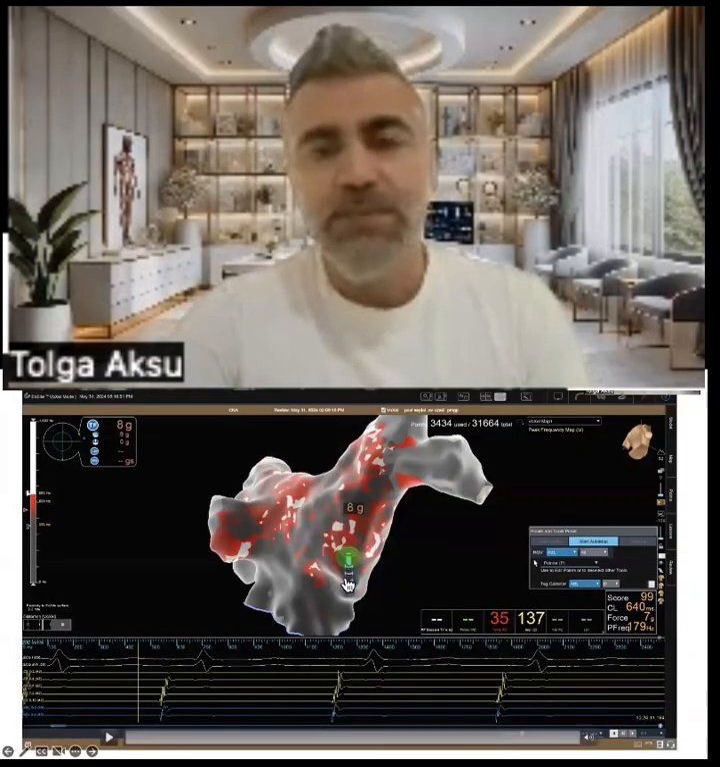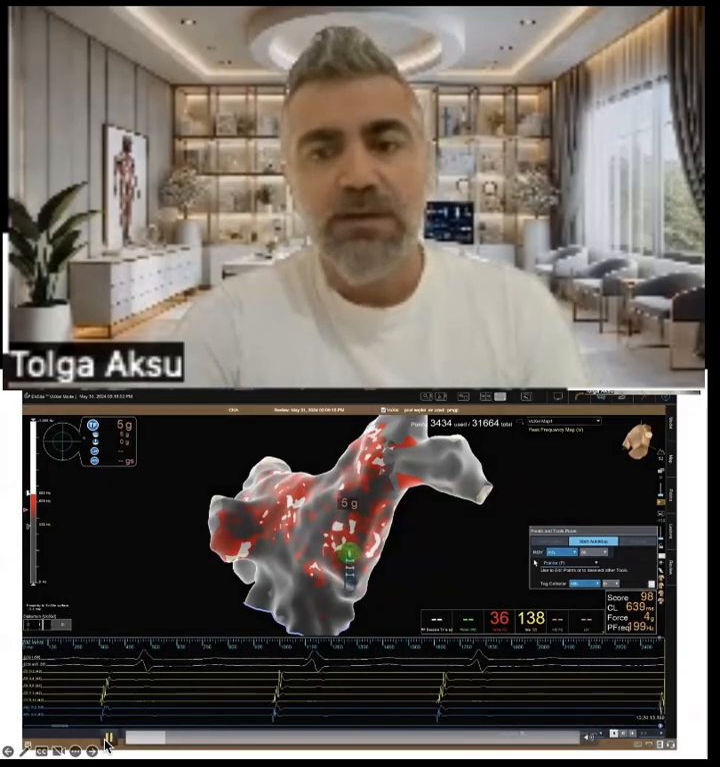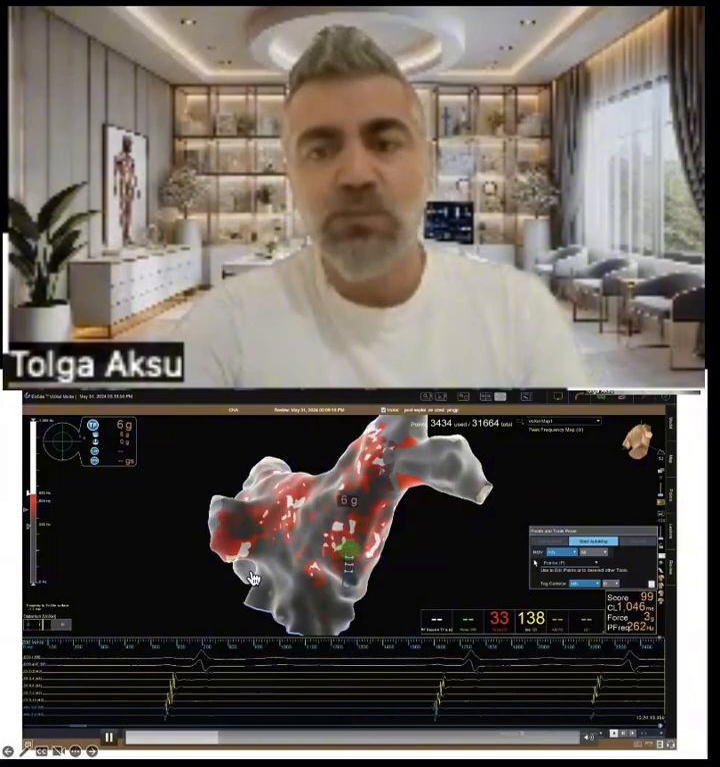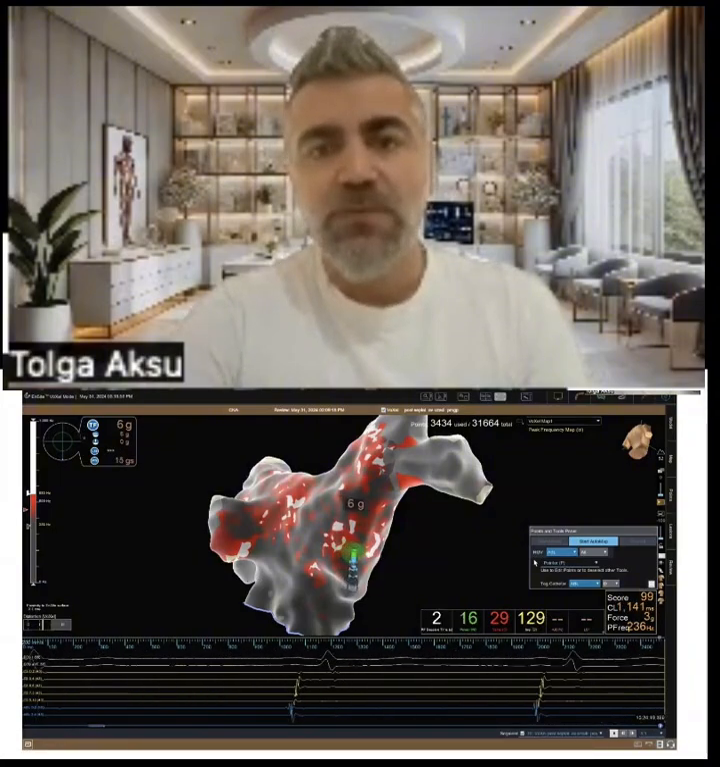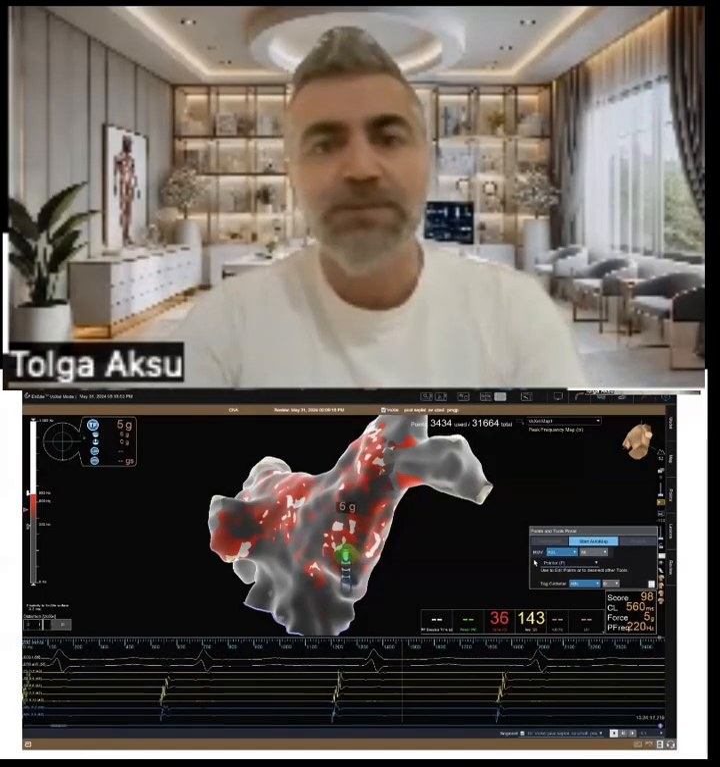This is another example. We are in the posterior medial left GP area. Again, during RF application, we are seeing very clear vagal response and a little bit of PR prolongation.